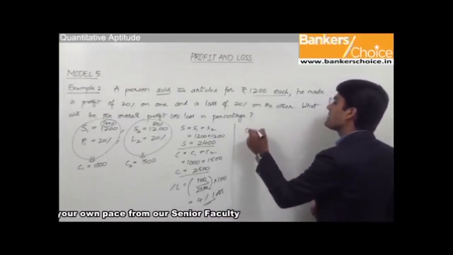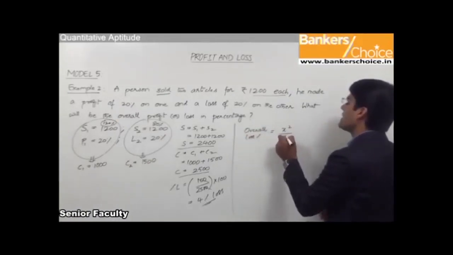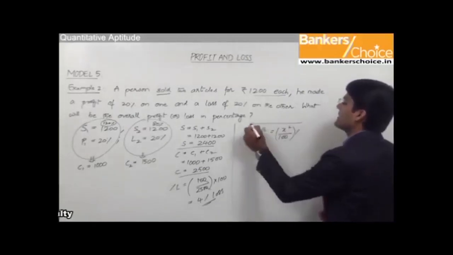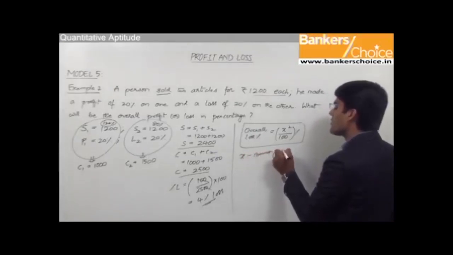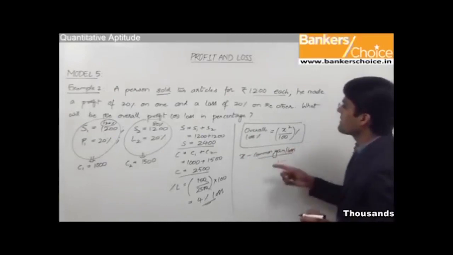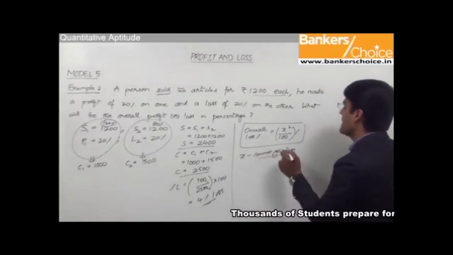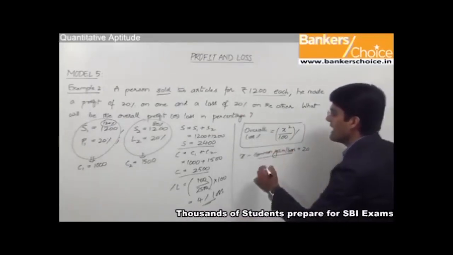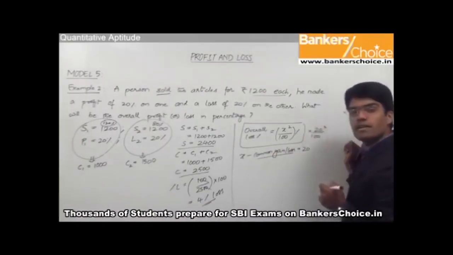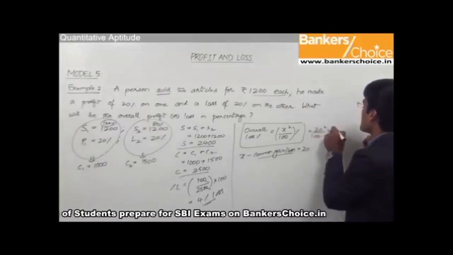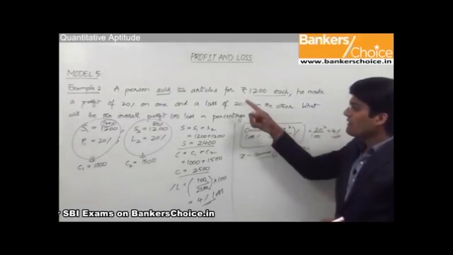The overall loss percentage can be taken as x squared by 100%, where x is nothing but the common gain or loss, or common profit or loss. For example, here we find that the profit is 20% and the loss also is 20%. So the common gain or loss X in our case is 20. So the answer can be directly taken as 20 squared by 100. We know that 20 squared is 400 and 400 by 100 is 4. So the answer here is 4% loss.